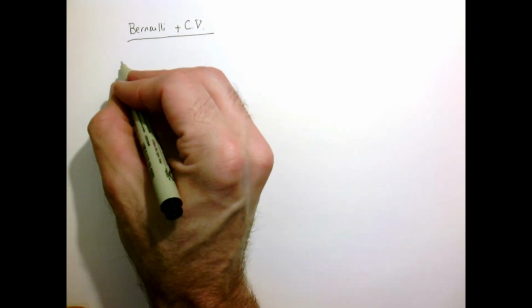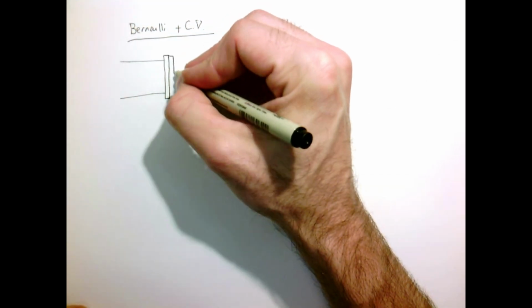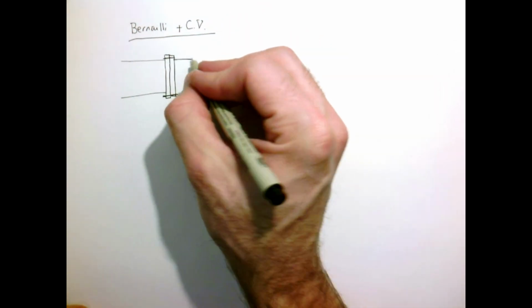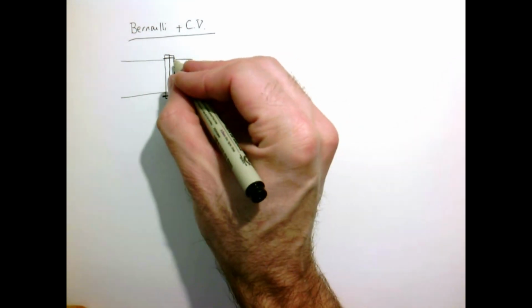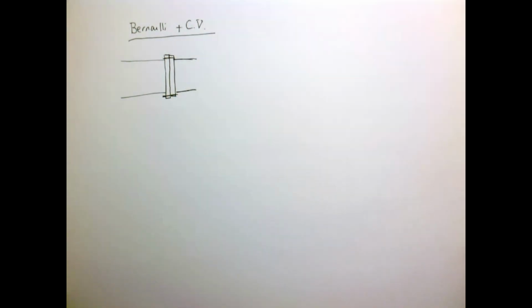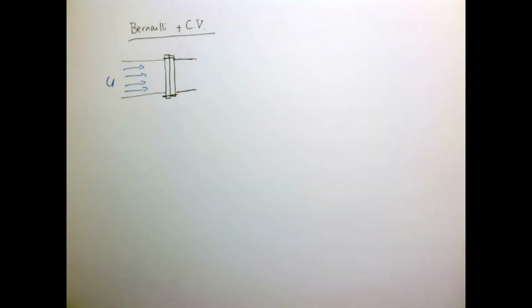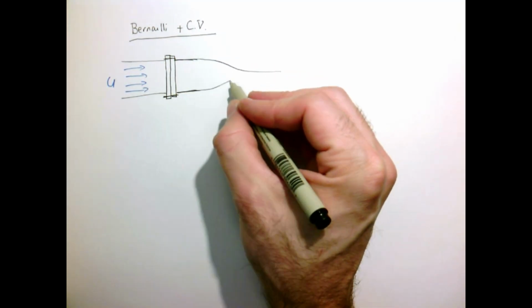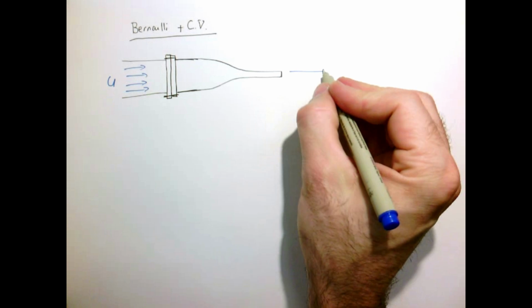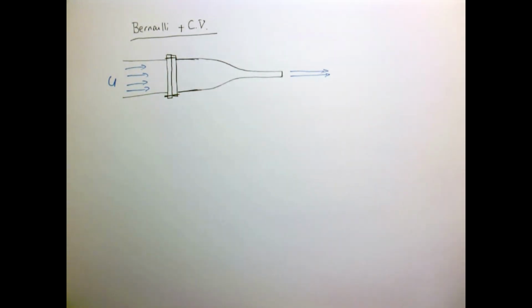Now let's do one where we apply Bernoulli's equation and a control volume. So again, we're going to have a pipe with a flange where we want to know essentially the force on those bolts that's holding this pipe together. We have velocity u here. Except now, we're going to have a nozzle that comes down, reduces in diameter. So it squirts out a lot faster than it comes in.